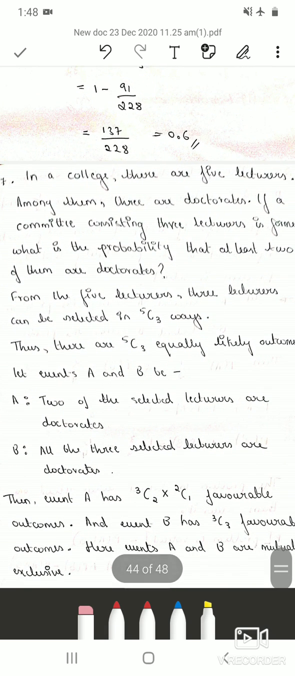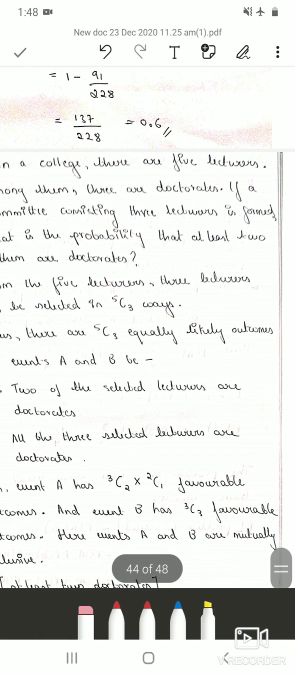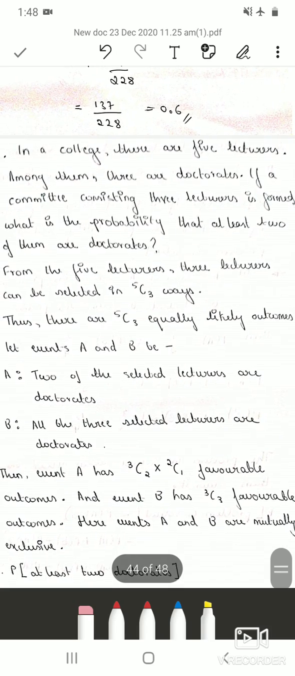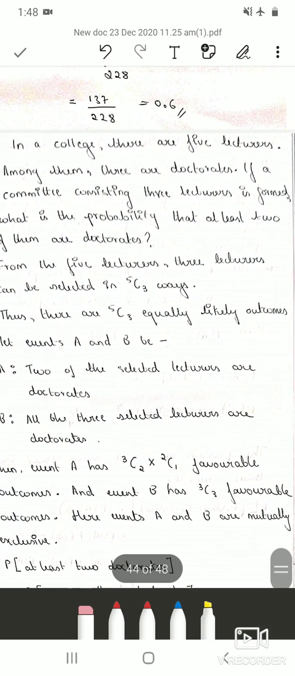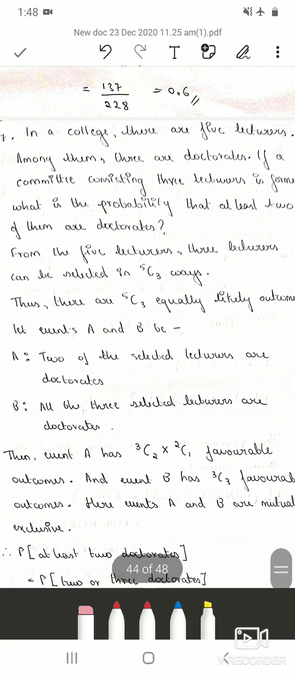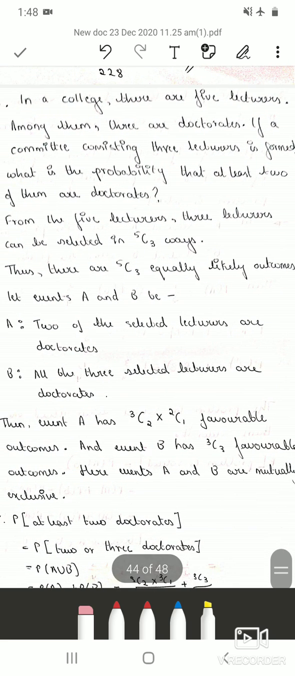The 27th problem is: in a college there are 5 lecturers, among them 3 are doctorates. If a committee consisting of 3 lecturers is formed, what is the probability that at least 2 of them are doctorates? So we can solve it in a similar way. There are 5 lecturers, so among them we are choosing 3 lecturers at random. Therefore we can do it in 5C3 ways. Thus there are 5C3 equally likely outcomes.